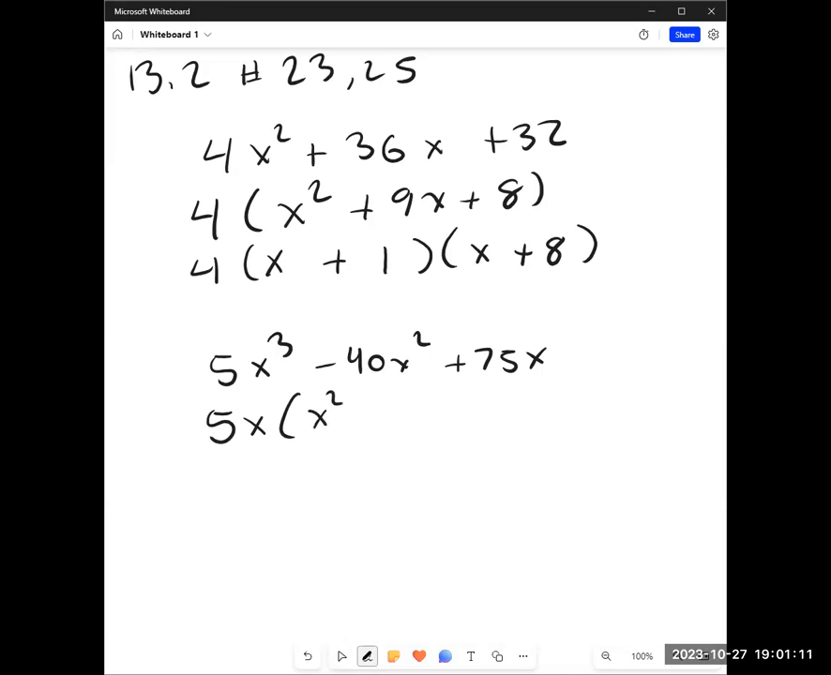So this is going to be x squared minus 8x plus 15, like so. Leave the 5x outside. X, signs are the same. And 3 and 5 multiply to give me 15 and add to give me 8.